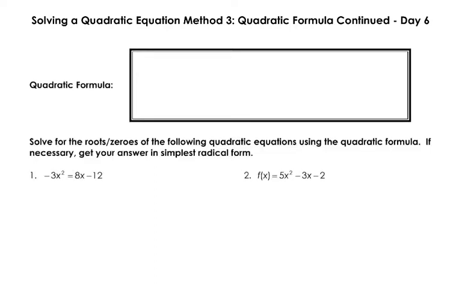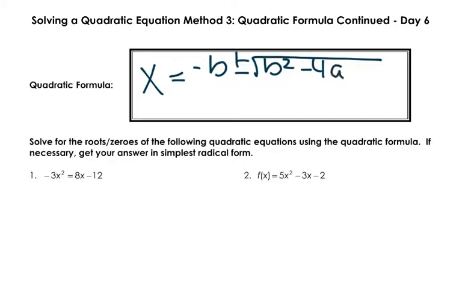Hello, mathematicians. So we are on page 11 of Unit 6, looking at day 6, solving a quadratic equation using the quadratic formula, because we're continuing from our lesson from yesterday. And as a reminder, the quadratic formula is x equals negative b plus or minus the square root of b squared minus 4ac, all of that divided by 2a.